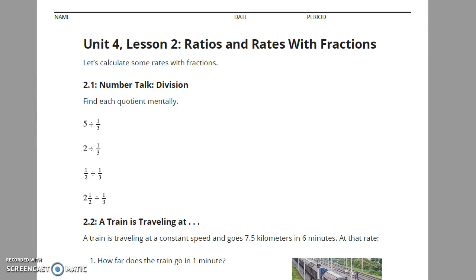So let's start with Unit 4, Lesson 2. I hope Miss Call was good for you guys yesterday.